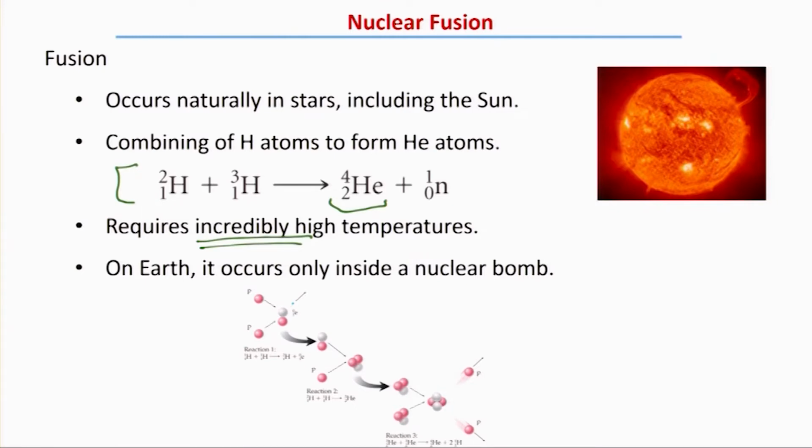So it happens in the sun and the stars. On Earth, we can get it to happen in a nuclear bomb. In a nuclear bomb, you use something like uranium, a fission reaction, to take place, which gets it to super high temperature. Inside there you have hydrogen, which then could make that hydrogen bond. So the heat from the nuclear bomb sets off this hydrogen bond of fusion.